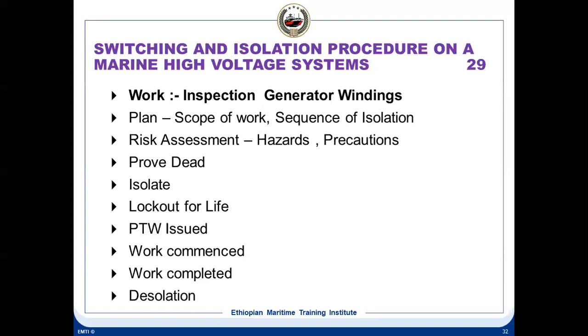Then the permit to work is issued. After you have done all these things, like planning, proving dead, isolation and lockout tagout, the permit to work will be issued by the authorized person. Once the authorized person is satisfied that the equipment is dead, isolated, locked and tagged out, he issues the permit to work. Then the work can be commenced.